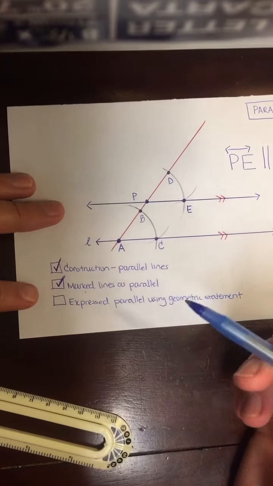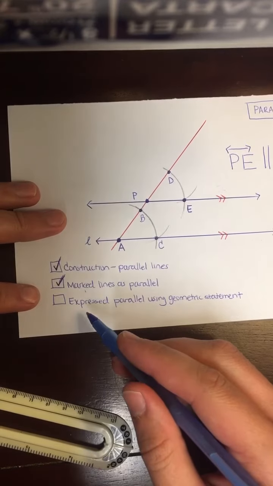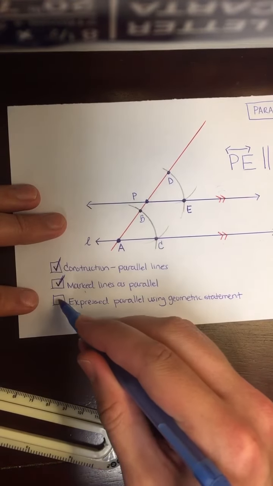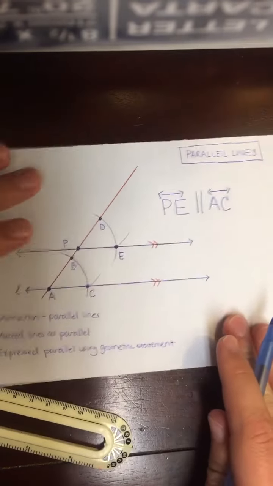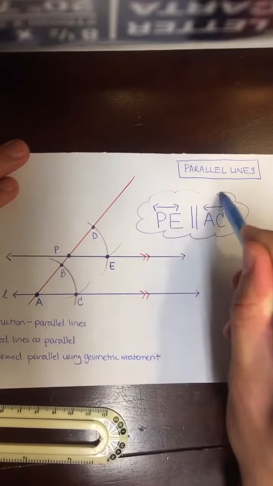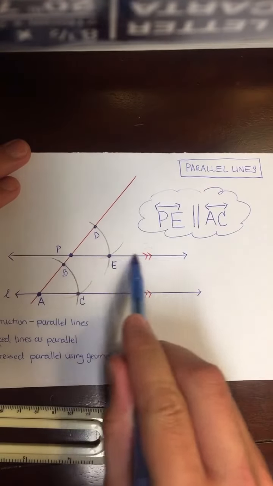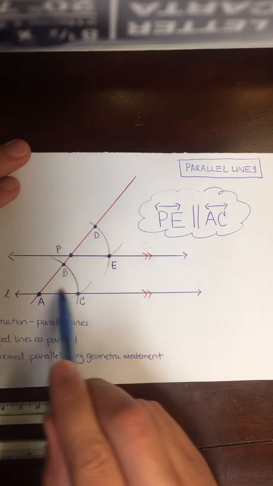And then the last thing that I really expect you to do is write that geometric statement or sentence. I've expressed that these lines are parallel by using a geometric statement. That's the last thing that I did, and it's located up here. I said that line PE, so this line here, is parallel to line AC, so this line down here.